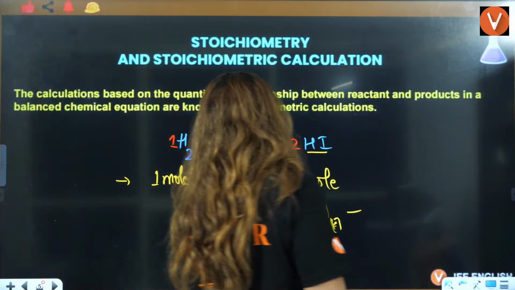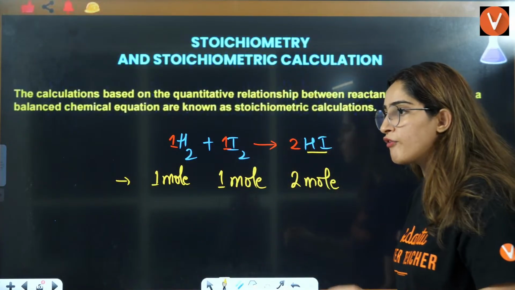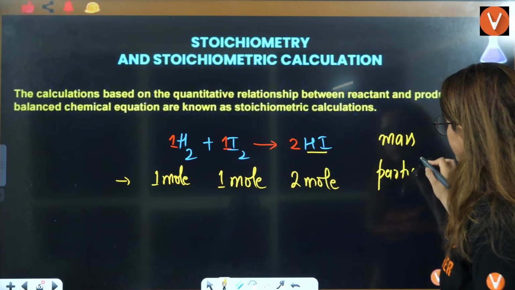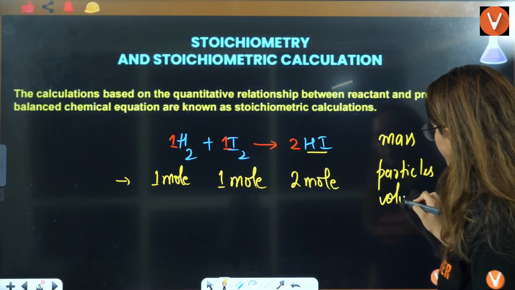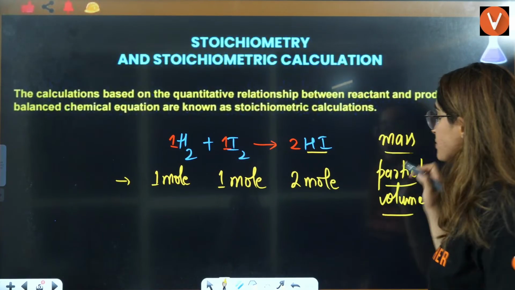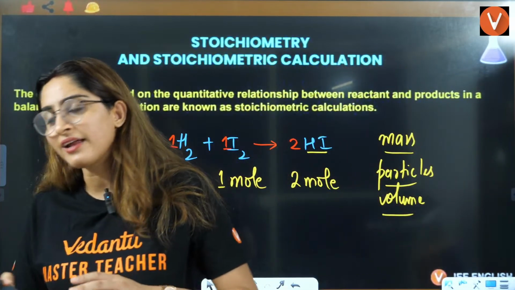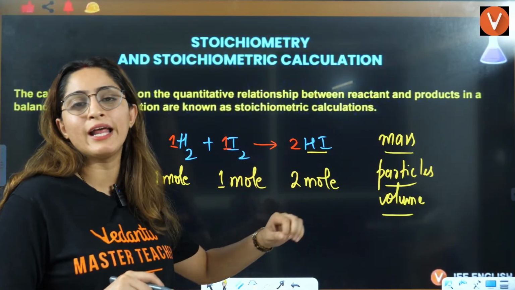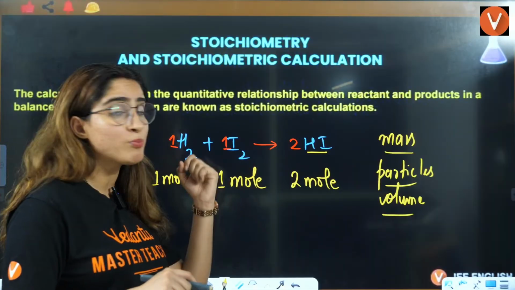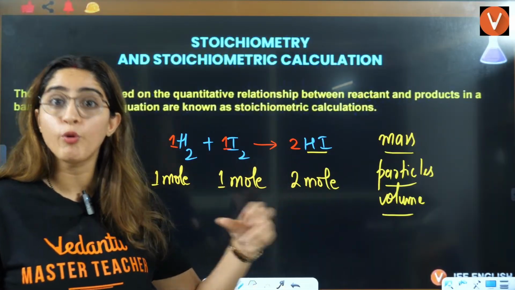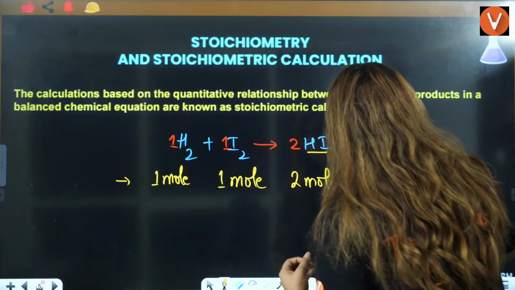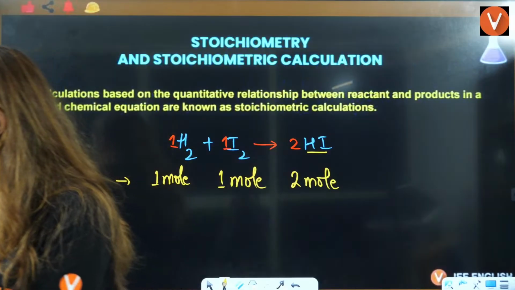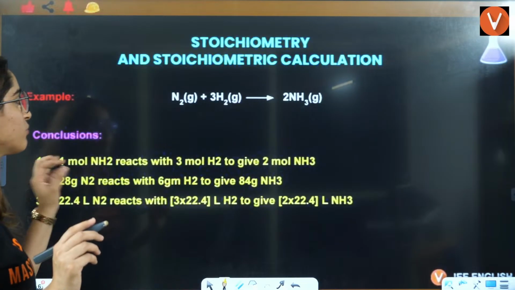So we can write this mole in terms of mass, in terms of particles, in terms of volume, right? That means just by looking at the reaction, you can tell so many things about that reaction. You can tell about mole, particles, mass, and volume, all by just looking at the balanced chemical reaction. Okay, I'll give you one more example.